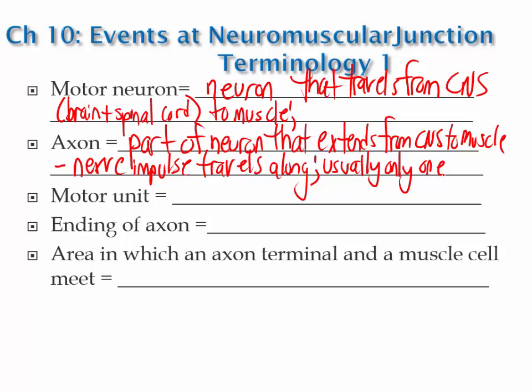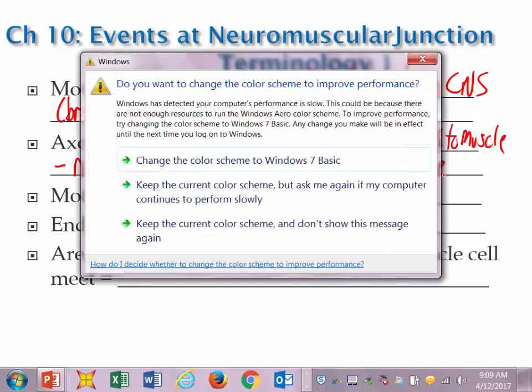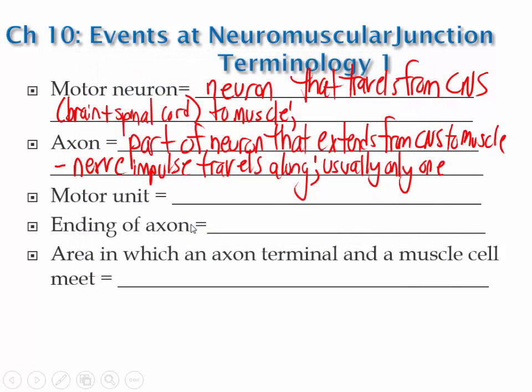The next part is a motor unit. A motor unit is one motor neuron and all the muscle cells it stimulates. So this is one motor neuron, and all the muscle cells it stimulates.